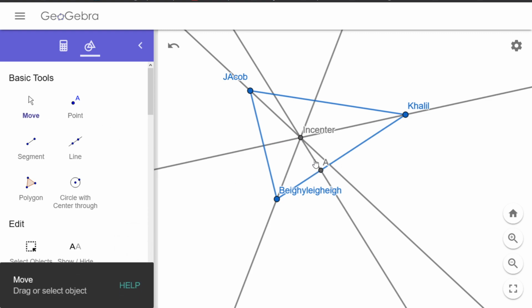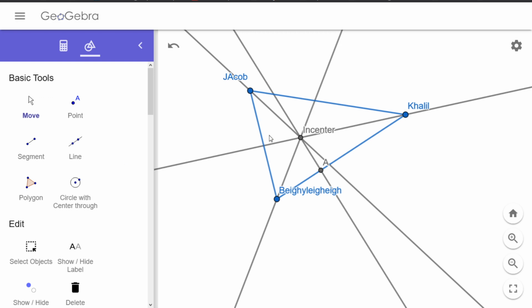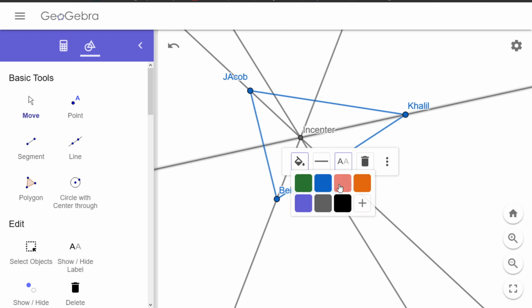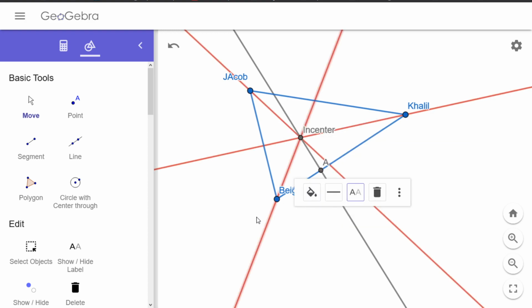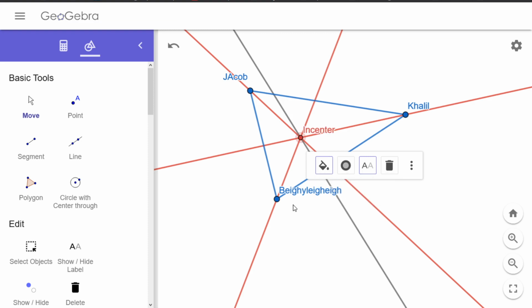So I'm going to highlight this so you can see it. Let's make these bisectors red. So that's an angle bisector, that bisects this angle, and that bisects this angle. So those are the lines that cut the angles in half, right? Those are my angle bisectors. They intersect at the in-center. That's my perpendicular I used to measure the outside.